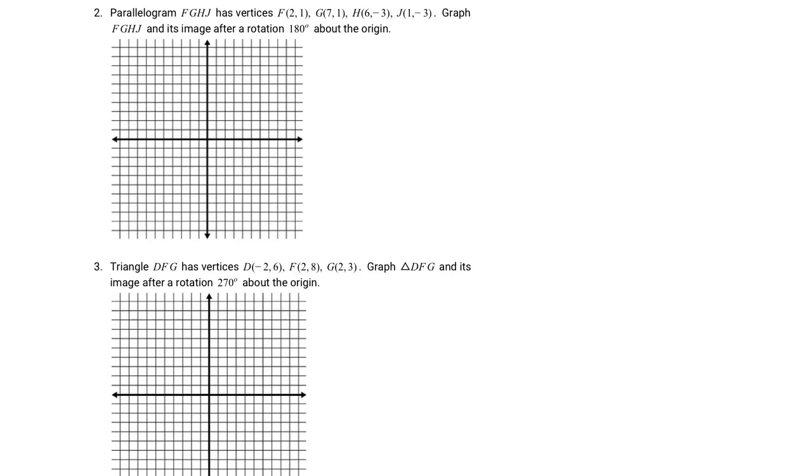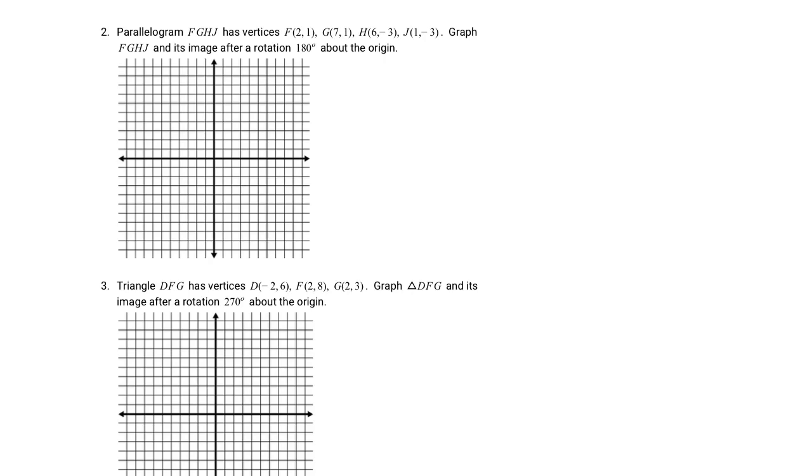Let's try another one. Parallelogram FGHJ has vertices at 2, 1. So let's go ahead and graph it. G is 7, 1. H is 6, negative 3. And J is 1, negative 3. Well, let's connect the dots here.